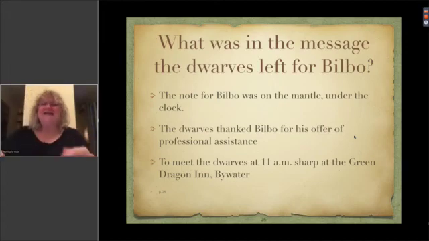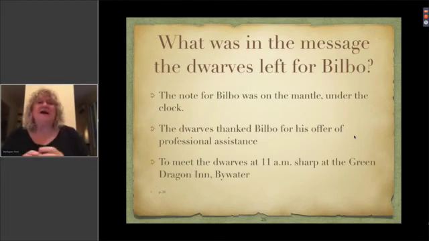So anyway, he gets the letter out, and the dwarves are thanking him for his hospitality, and they also thank him for his offer of professional assistance as a burglar. And they also give him directions to meet the dwarves at 11 a.m. sharp at the Green Dragon Inn in Bywater. So that's what's in the message they left.